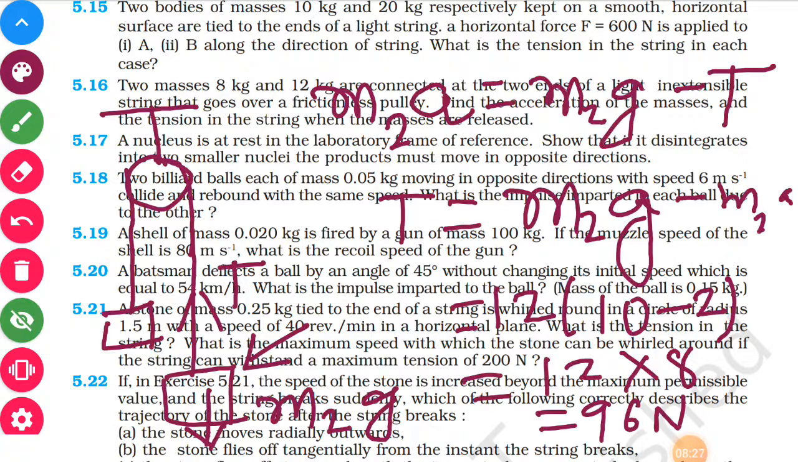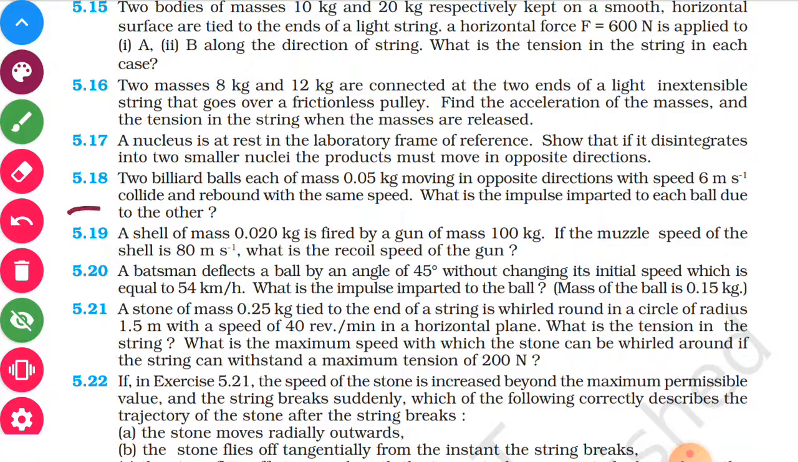Now we have numerical 5.18. Two billiard balls, each of 0.05 kg, moving in the opposite direction with a speed of 6 meter per second, collide and rebound with the same speed. What is the impulse imparted? That we want to calculate.